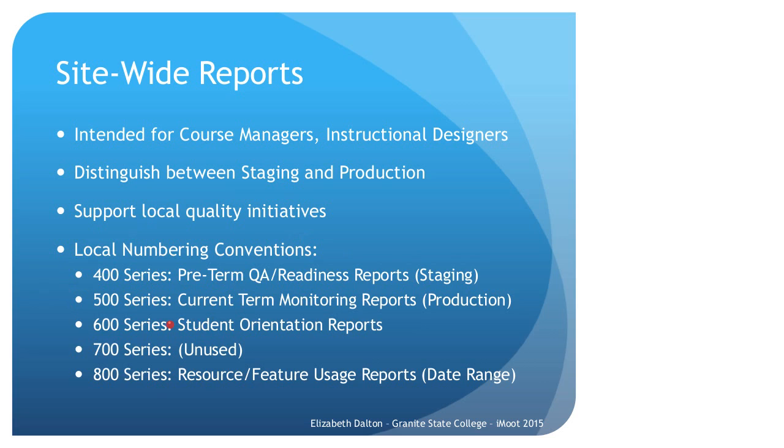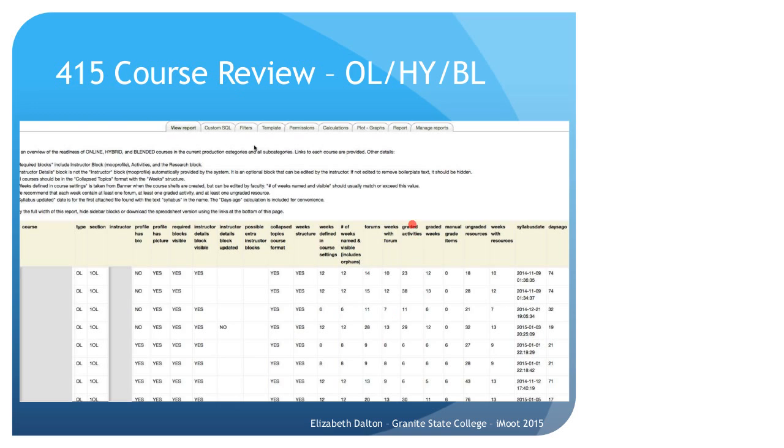We're kind of in flux about how we're going to do that. 700 series, not using yet. 800 series are resource and feature usage reports, and these go by date range rather than by category, so we can actually pull back and look at archives or production or staging or whatever we need to look at. So let's see some examples.